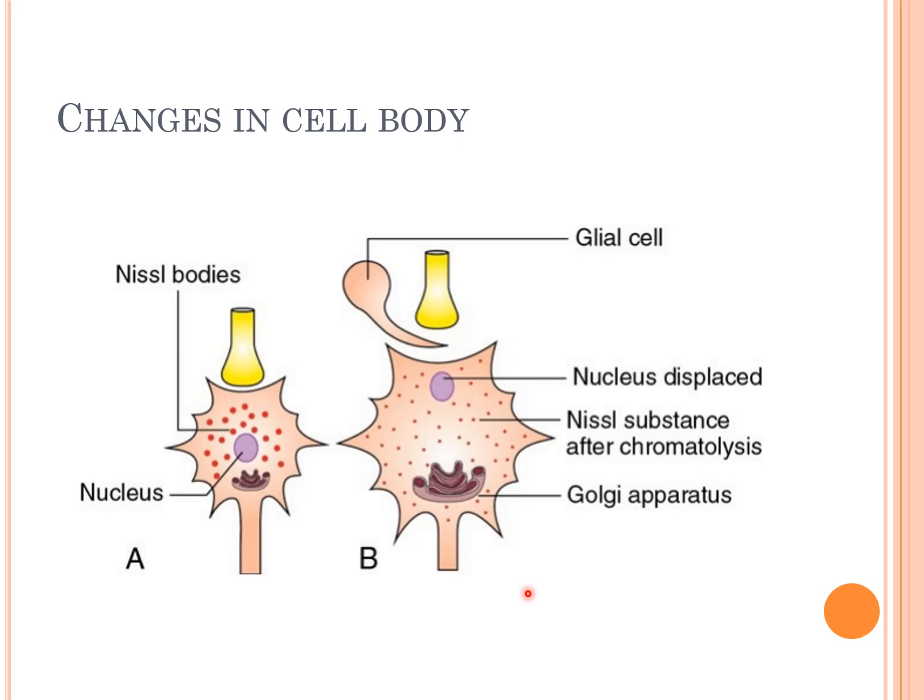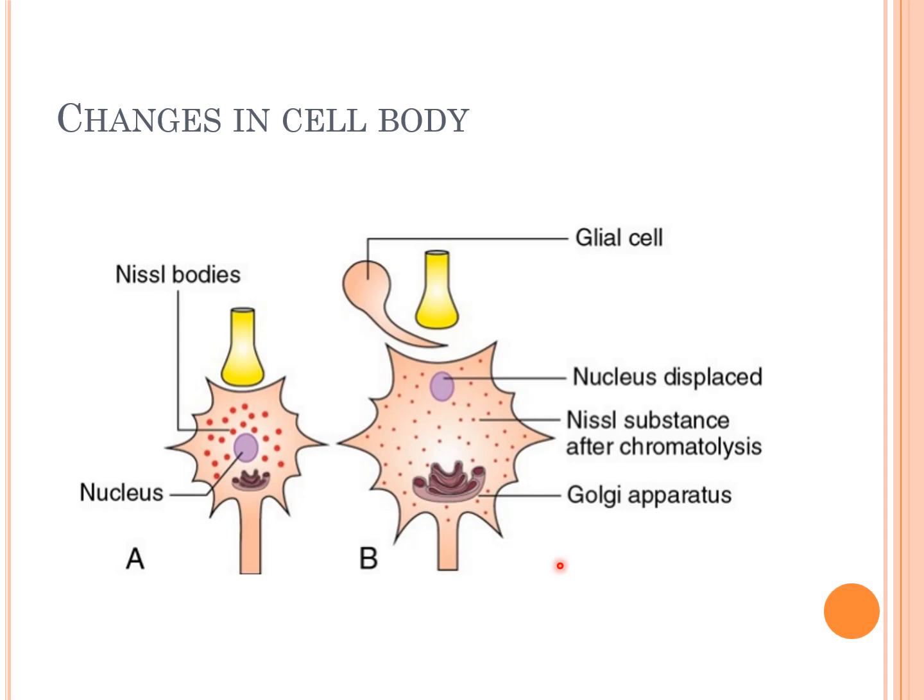disintegrate, and that will form fat droplets, and all this debris and the fat droplets will be removed by the macrophages and Schwann cells. So I told you these changes, and these changes will also occur proximal to the site of injury simultaneously, but this occurs only till the first node of Ranvier. Even in the proximal degeneration, the degenerative changes will also occur in the cell body.